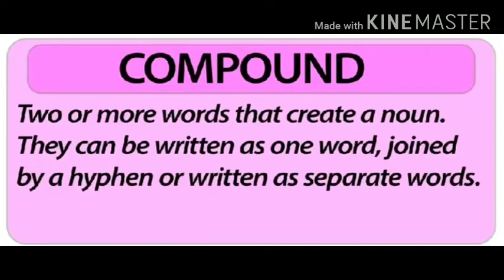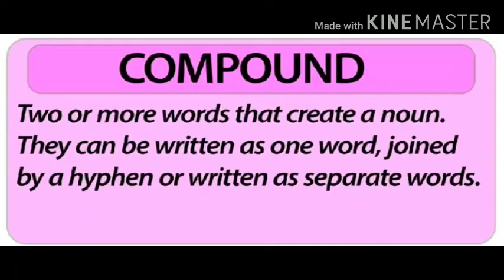Here let's see compound nouns. These are two or more words that create a noun. They can be written as one word, joined by a hyphen, or written as separate words. For example, timetable, brother-in-law, air cooler. So these are some examples of compound nouns.